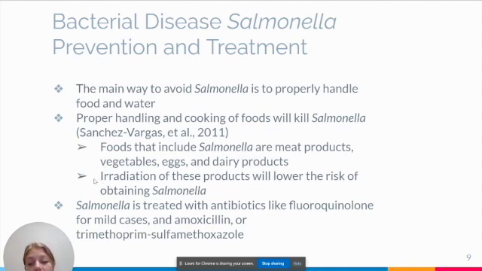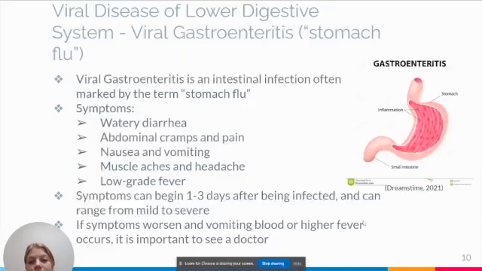Irradiation of these products will help lower the risk of obtaining salmonella, but also proper hand washing techniques and disinfecting of surfaces, especially in restaurants and fast food. Proper disinfecting is important. Treatment of salmonella includes antibiotics since it is a bacteria. So antibiotics like fluoroquinolone for mild cases and amoxicillin, or trimethoprim sulfamethoxazole, and over-the-counter meds to treat other symptoms.